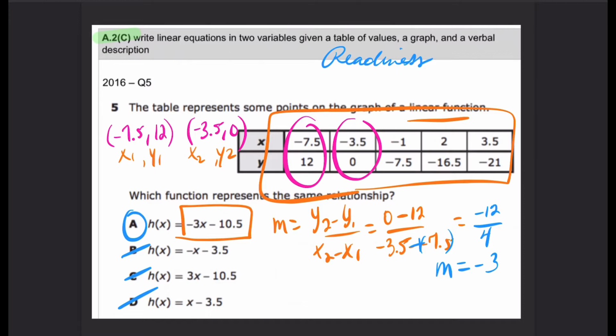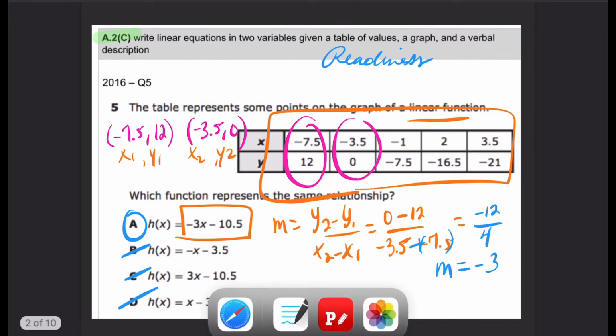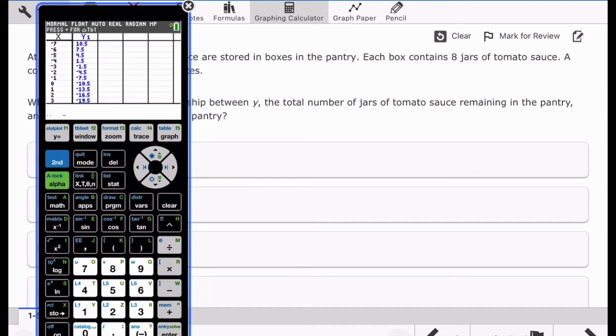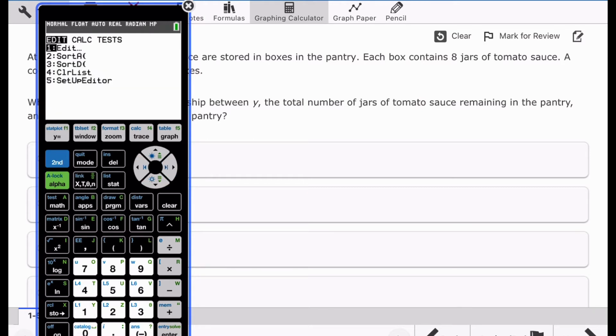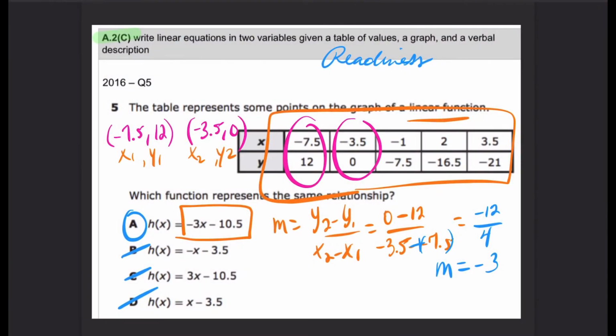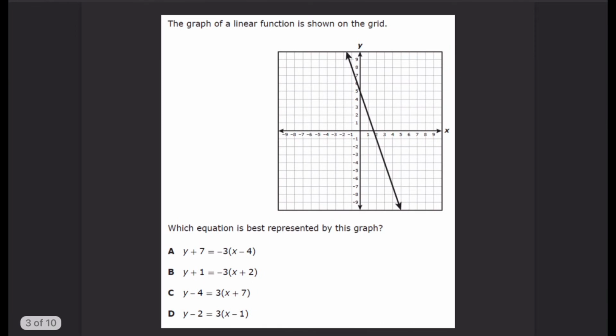So let's see if they are in our table. When x is negative 1, my y value is negative 7.5, which is correct. I believe the second x value was 2. Let me look for 2. And at 2, the y value is negative 16.5. Therefore, this answer choice is correct. Go ahead and try the following question. Pause your video.